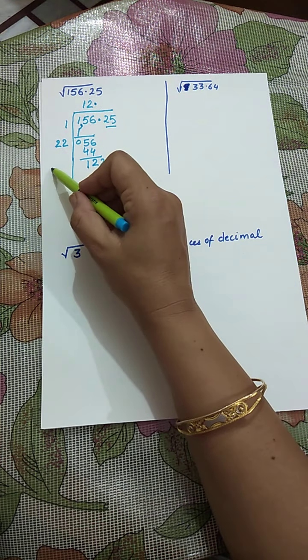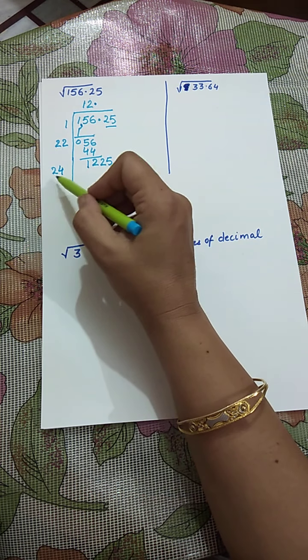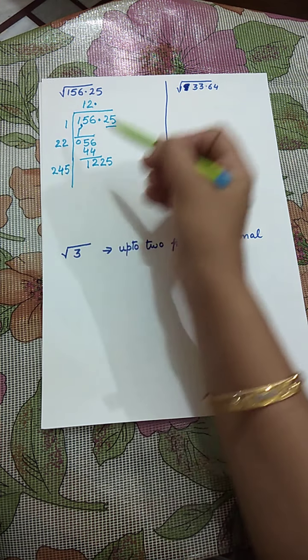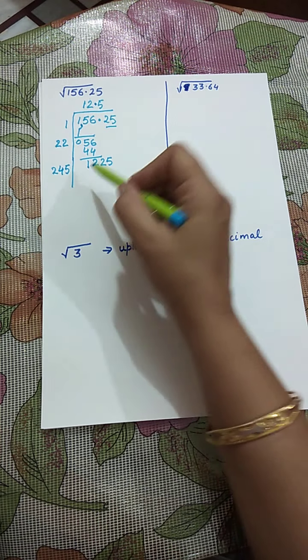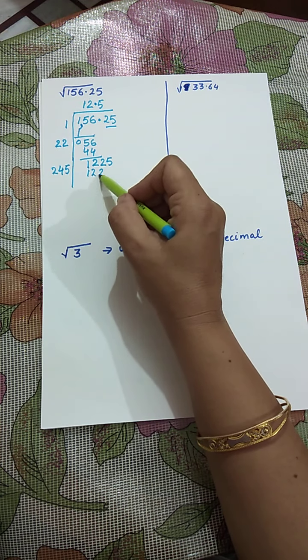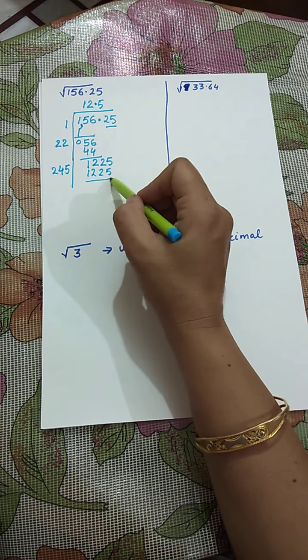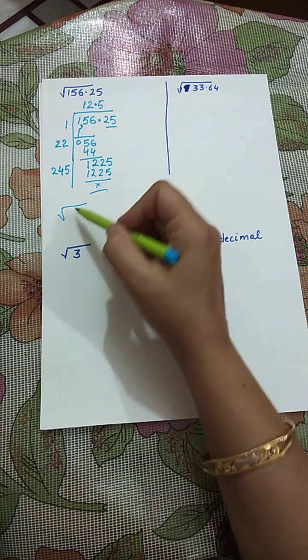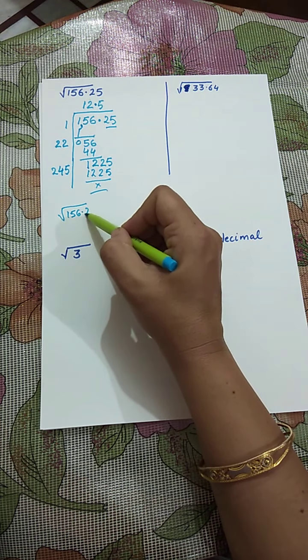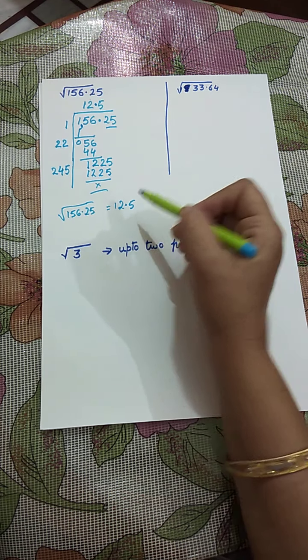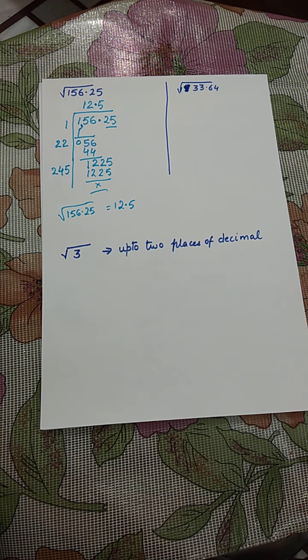Double of 12 is 24. Do not put a decimal in the divisor. When you multiply you will check, it will be exactly divisible by 5. So your square root of 156.25 is 12.5. The same we can do over here.